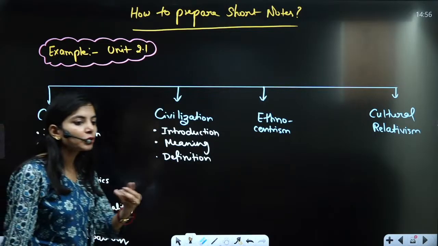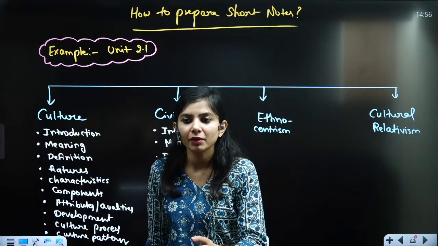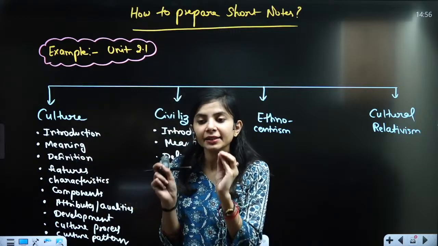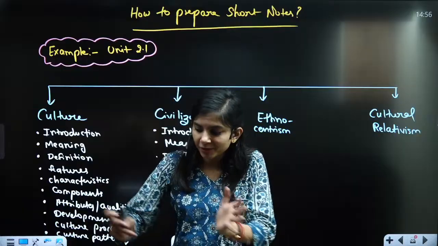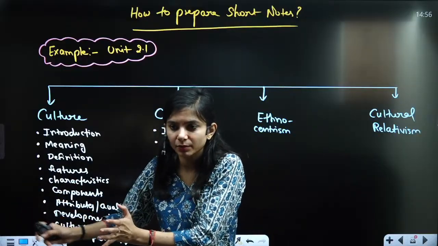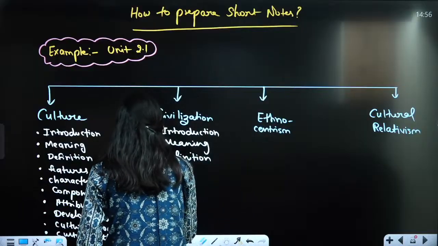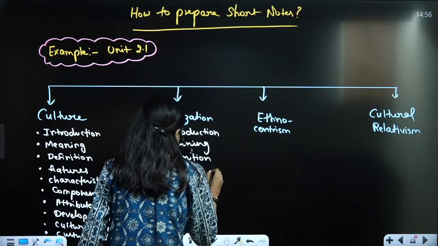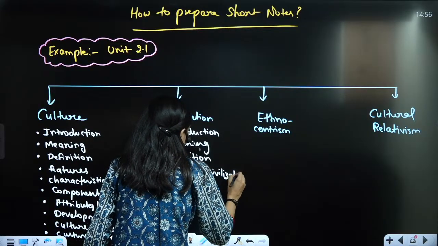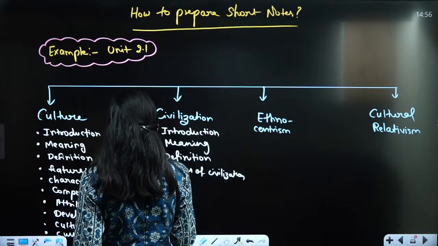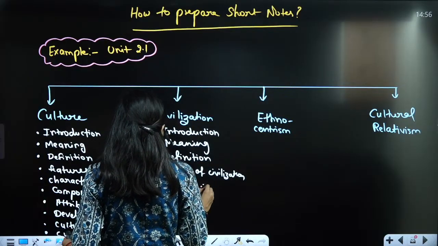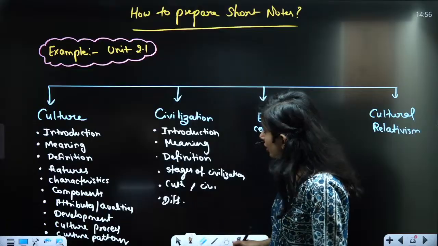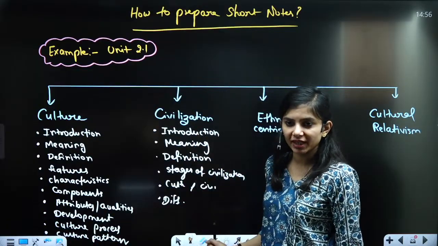Here, let us suppose features. For features, I know the basic thing, like culture is nothing but a total way of life. So here I would only be writing the key points. Why? Because I'm having my other notes and other study material as well. Fine. Then after the definition, I would be writing stages of civilization. After the stages of civilization, then culture and civilization, and then differences between culture and civilization. So these are the parts that should be there as a part of civilization.